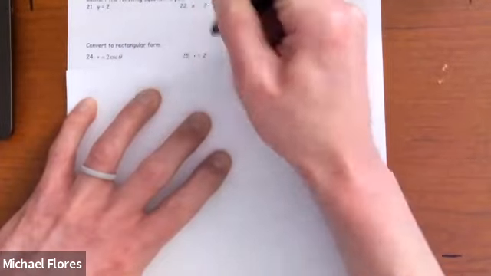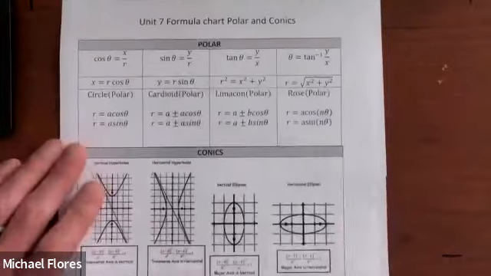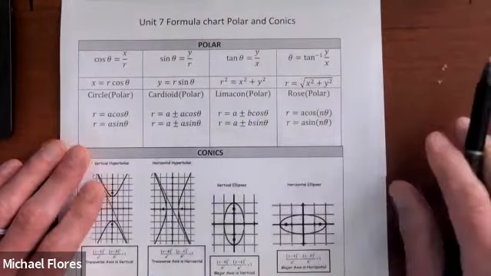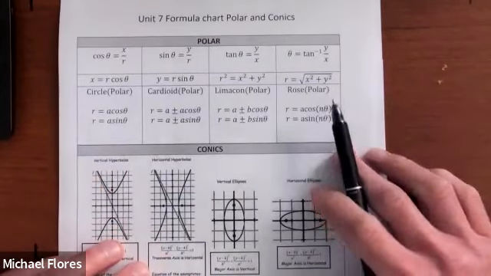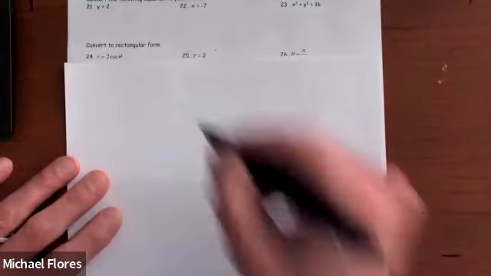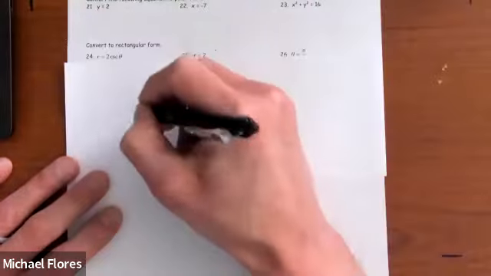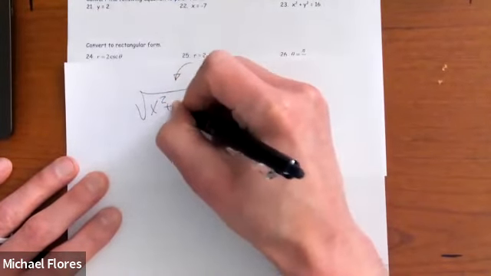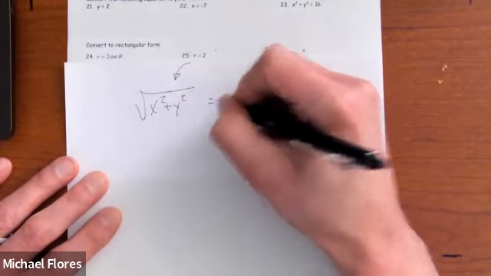Okay, let's do it the other way. Rather, let's look in our formula sheet for where we find r and what that's equal to. So r is the same thing as the square root of x squared plus y squared. So I'm going to substitute that. r, that's the same thing as the square root of x squared plus y squared. Set that equal to 2.